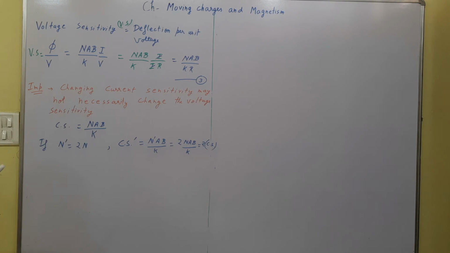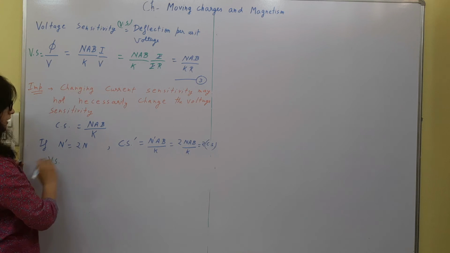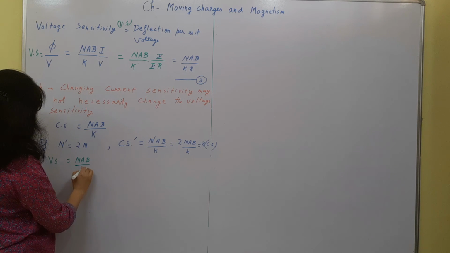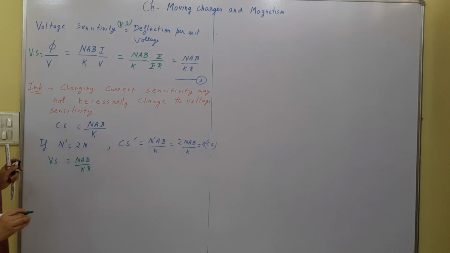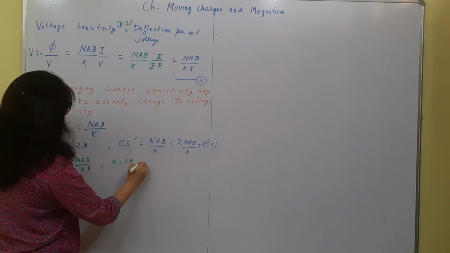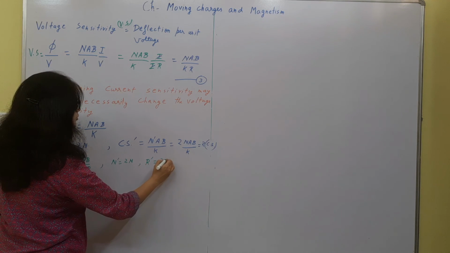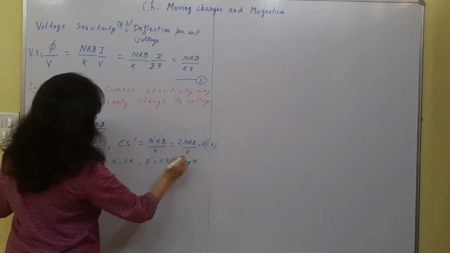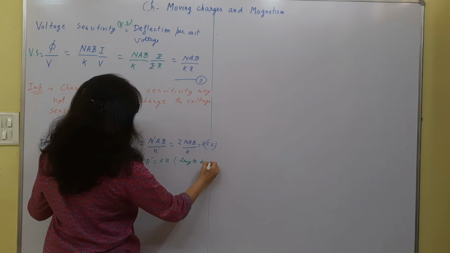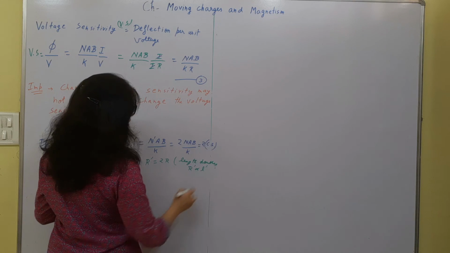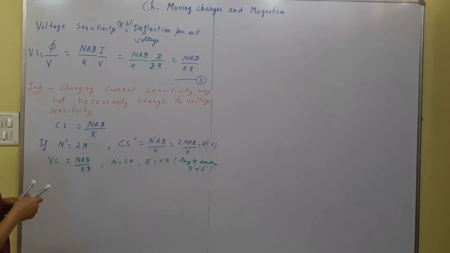But what happens to voltage sensitivity by doing this? Voltage sensitivity formula is NAB upon K into R, right? So if N becomes N dash, which is 2 times N, then the new resistance will also become 2 times, because length doubles and R dash is proportional to L dash, right? So resistance will also become 2 times.